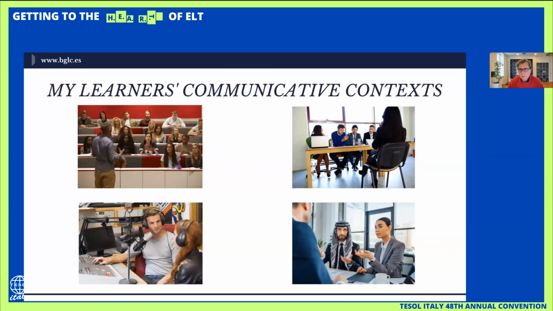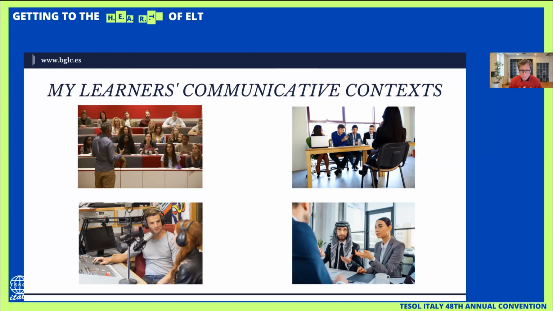My learners' communicative context, I call them clients because I'm a language coach now. Obviously, learners, you can exchange for the word students. The point being, whether you're teaching students at school or whether you're teaching clients in a coaching context, they're all English learners. And therefore, what I'm going to show you today is applicable to all of them.